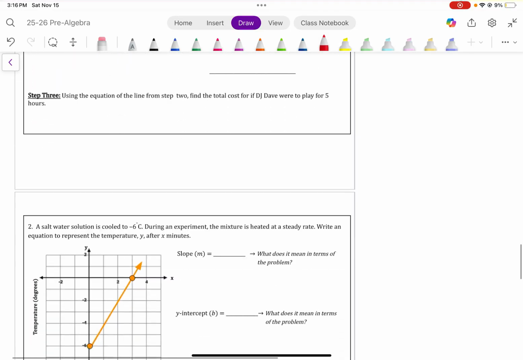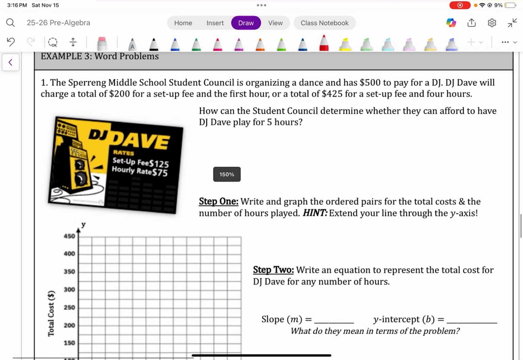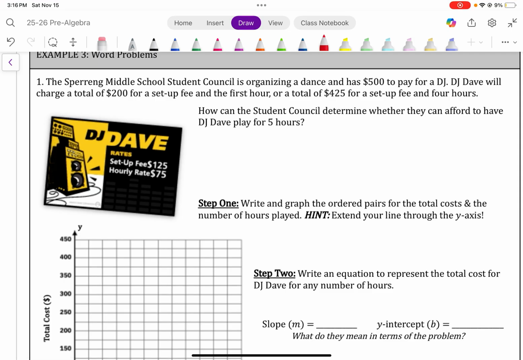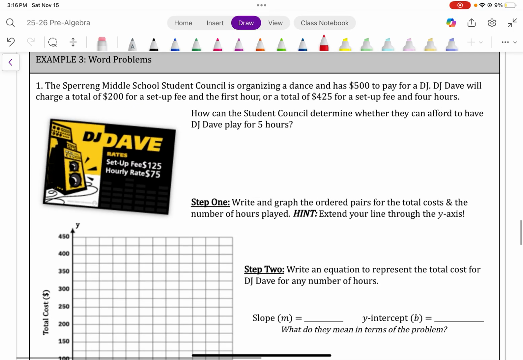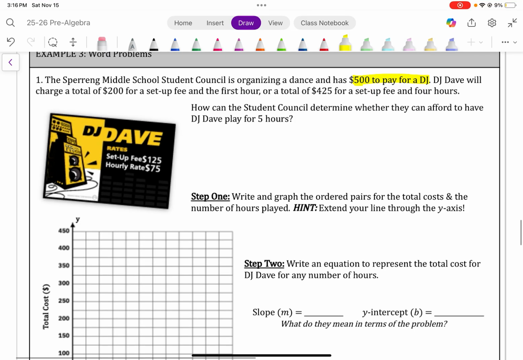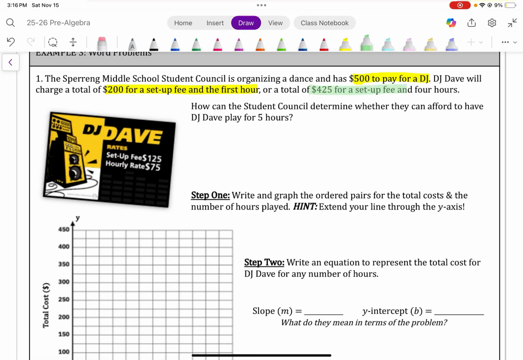Oh, we've got 2 word problems also. So this one says the Spearing Middle School Student Council is organizing a dance and has to pay $500 for a DJ. DJ Dave will charge a total of $200 for a setup fee and the first hour, or a total of $425 for a setup fee and 4 hours. So they have $500.